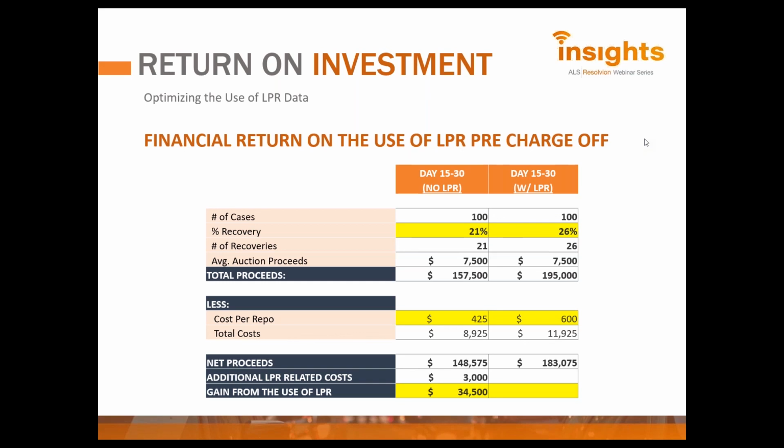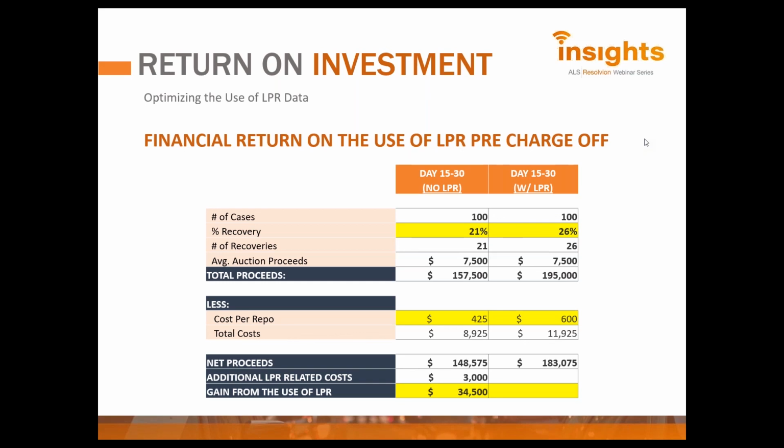So what it's illustrating is the difference in recovery rates in days 15 through 30 with and without the use of LPR. So as you can see here, we just used a base assumption of 100 cases, day 15 through 30, and we actually tested this and measured the impact for the client. We recovered about 21% of the cars, still with our agent network, but no use of LPR.